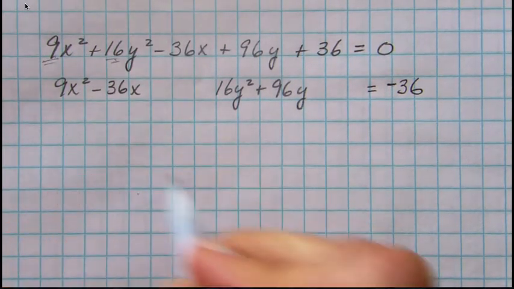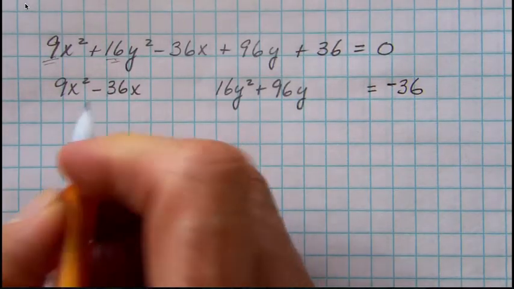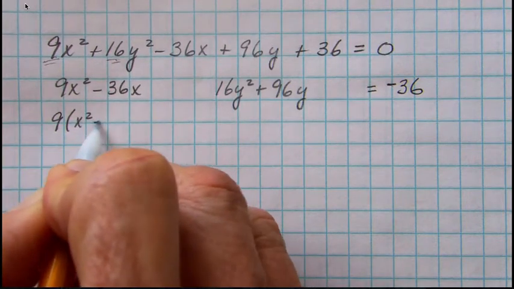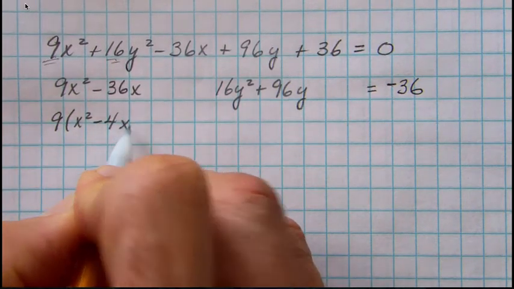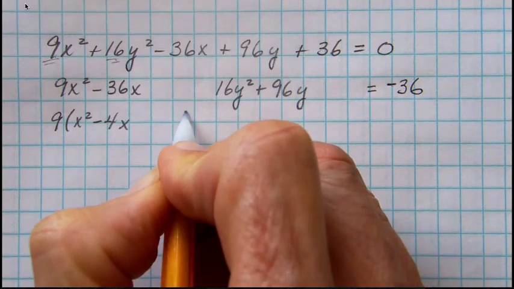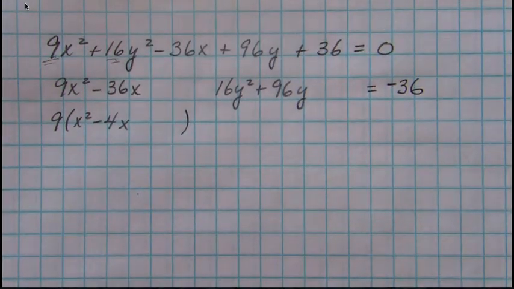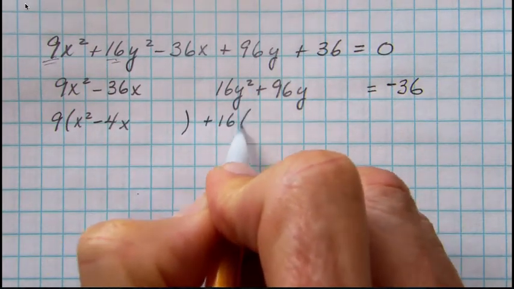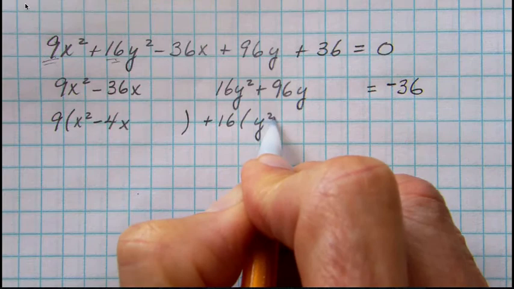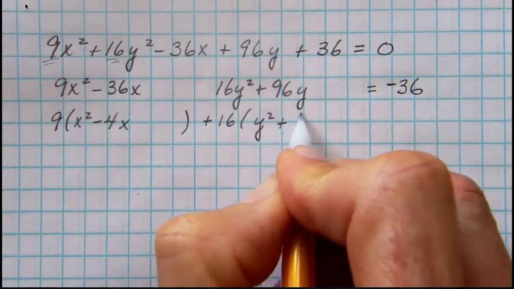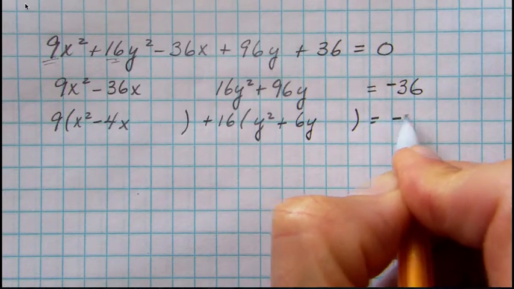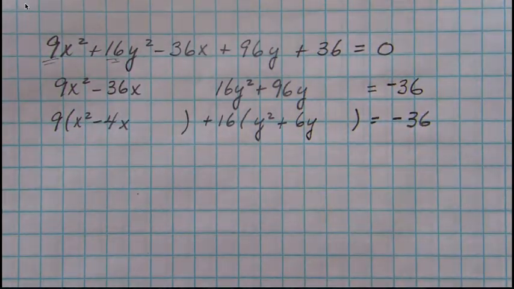Then we're going to do a little bit of factoring. I'll factor the 9 out from the x's, and I'll factor the 16 out from the y terms. That would be the look if I did that.